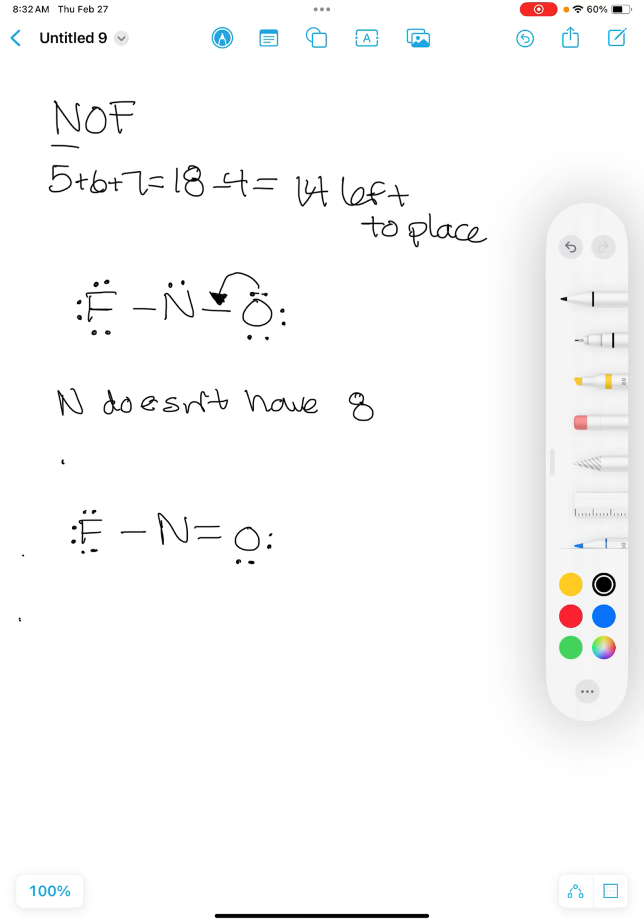So now this structure should have 18 electrons, and everyone should have an octet. 2, 4, 6, 8. Oops, I forgot the lone pair on nitrogen, my bad. There should definitely be a lone pair there. And then nitrogen has 2, 4, 6 from bonds and a lone pair, which gives it 8, and fluorine has 6 from lone pairs and 1 from a bond, which gives it 8. So this final structure is going to look like this.